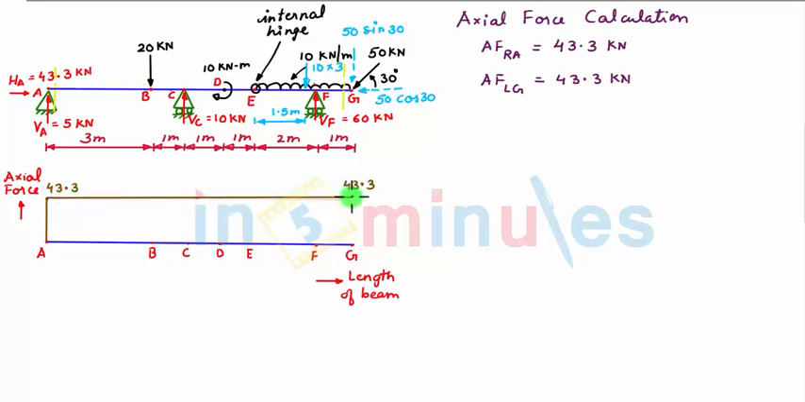Let us connect this with point A by means of a horizontal line, denoting that there is a constant value of axial force between point A and G. Next we connect this with the zero line at point G. So we see that the whole of the beam is under positive axial force. So with this, our axial force diagram is complete and our problem is also complete.